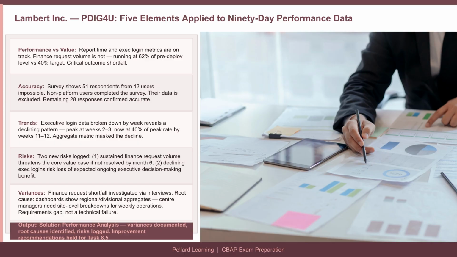Variances. Interviews with center managers reveal the root cause of the finance request shortfall. The dashboards display regional and divisional aggregates, but center managers need site-level breakdowns for weekly operational decisions. This is a requirements gap, not a technical failure. Output. Solution performance analysis. Variances documented. Root causes identified. Risks logged. Improvement recommendations held for Task 8.5.